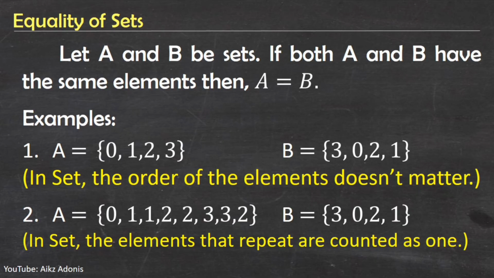How about in this example? You may think that set A has more elements than set B, but notice that the elements in A are just the same as in B. Take note that in a set, the elements that repeat can be written as a single element. So here, the 2 ones can be written only once and the 3 twos can be written also once. So set A is just equal to set B.